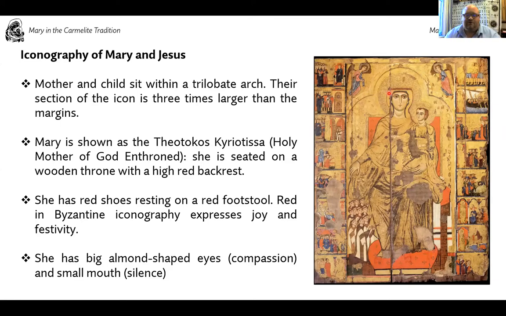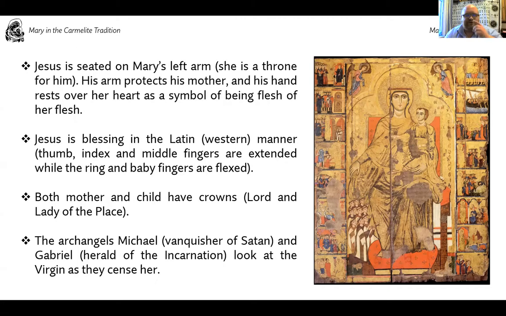And she's got beautiful, big almond-shaped eyes, often a symbol of compassion, and a very small mouth, perhaps reflecting her silent role in many parts of the Gospels, pondering, thinking, reflecting on the word of God in her life. And if we look at the figure of the baby Jesus, he's seated on Mary's arm, so she is a throne for him, as well as having her own throne. And his arm, as often in iconography, is out protecting his mother, and his hand is resting over her heart, a symbol of his being flesh of her flesh.